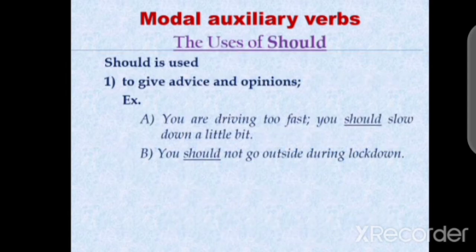Here, the uses of should. Should is used to give advice and opinions. For example, you are driving too fast. You should slow down a little bit. Next example, you should not go outside during lockdown. So here should is used to give advice and opinions.